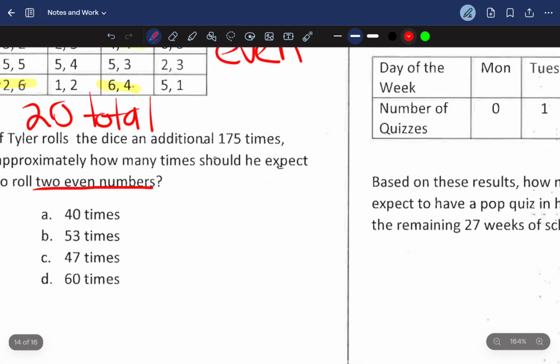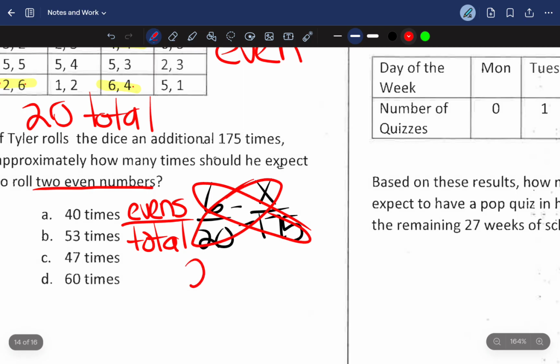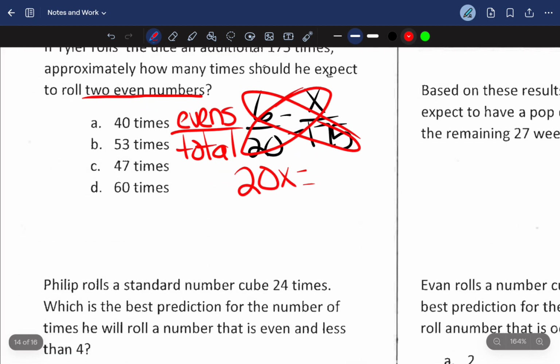Okay, so anyways, we're going to do our words first here. So we're looking for the evens over total. So I'm going to use the given information. Well, I know 6 out of 20 were both even, so I'm going to put 6 over 20 equals x over 175. So I'm going to cross multiply. So I get 20x equals, and then I'm going to do 175 times 6.